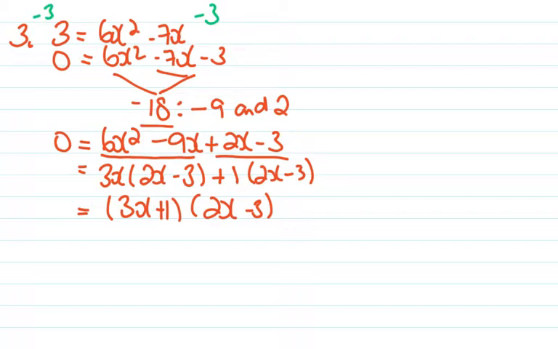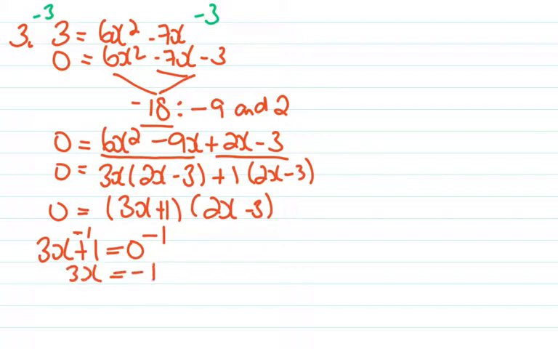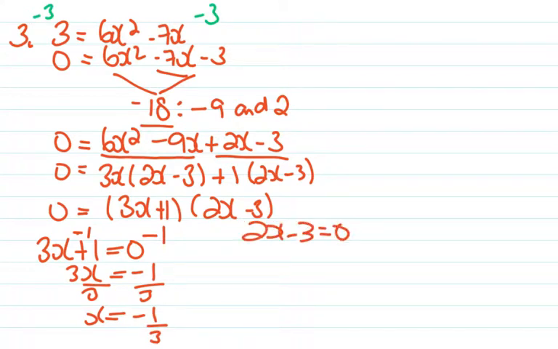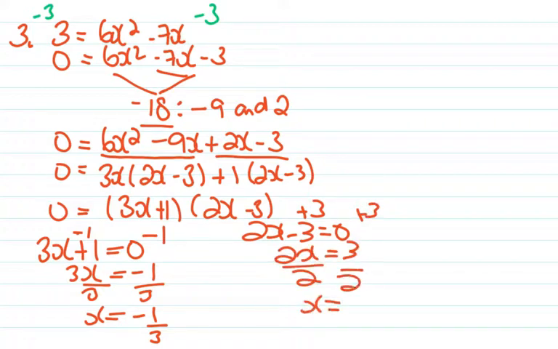I need to solve for x, so set each bracket equal to 0. 3x plus 1 equals 0. Subtract 1 from both sides. 3x equals negative 1. Divide both sides by 3. X equals negative 1/3. And 2x minus 3 equals 0. Add 3 to both sides. 2x equals 3. Divide both sides by 2. X equals 3 over 2, which equals 1.5.